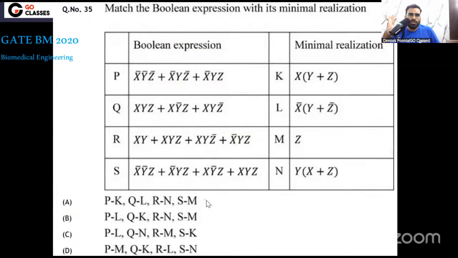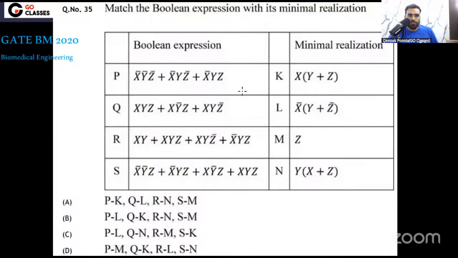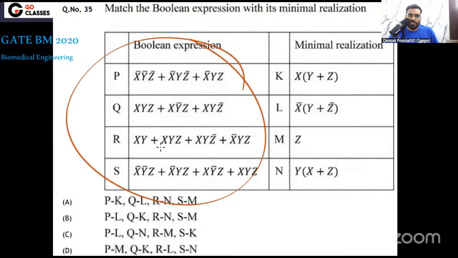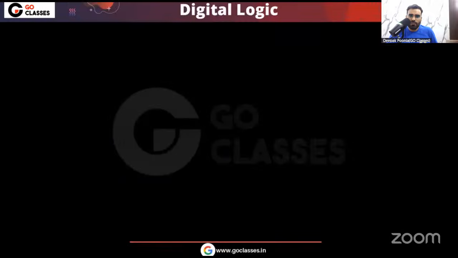Some of them are actually very easy. You can just apply algebraic simplification. You don't have to apply the K-map here, because it will be time consuming. So just use algebraic simplification. Let me see all of the options one by one. Let's see first P.